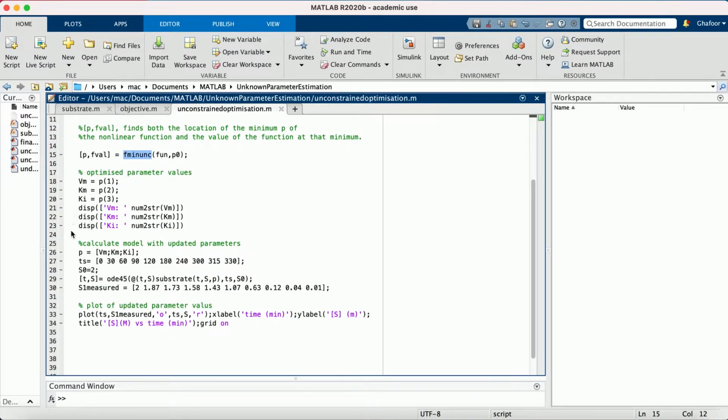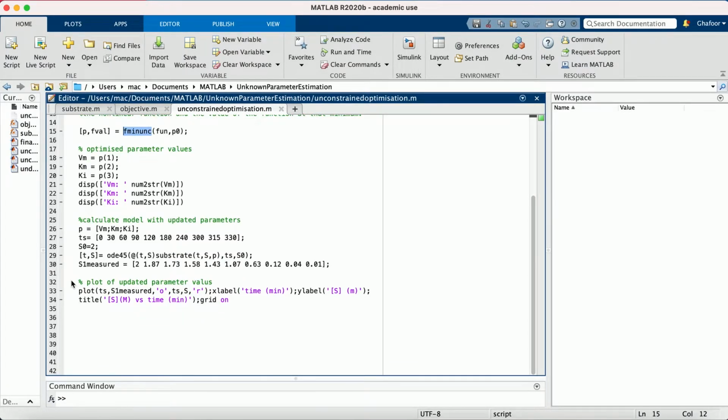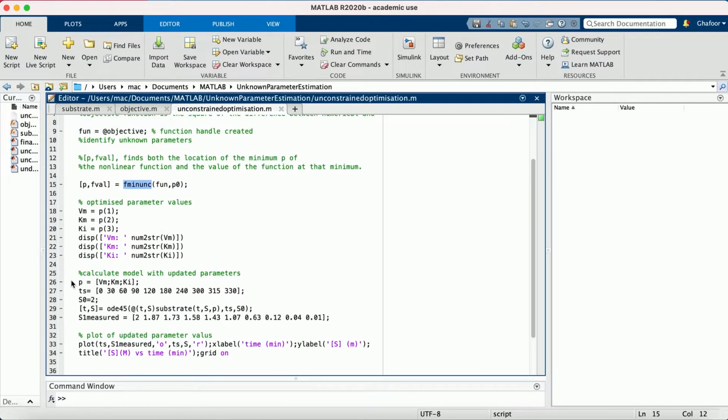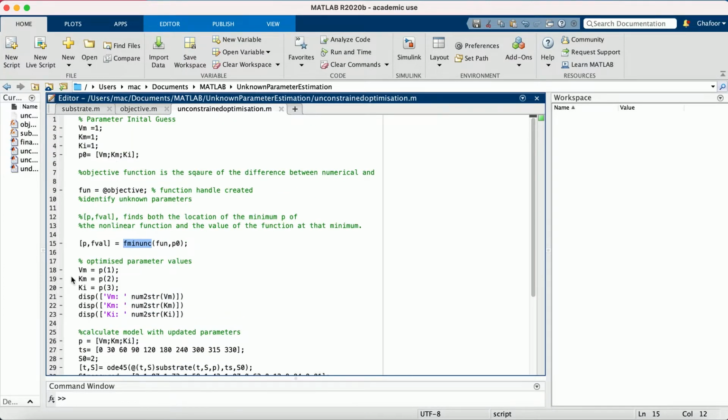Line 17 to line 23 gives the user these optimized parameter values, and lines 25 to 30 update the numerical model with these new parameters. And then line 32 to line 35 gives us a plot of the measured data and the updated parameters in the numerical model. So we hope to see that it fits the model. Let's go ahead and run it and see what happens.